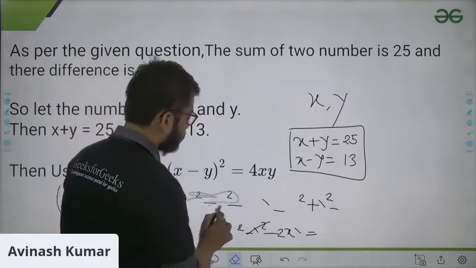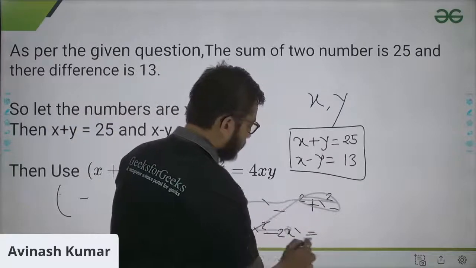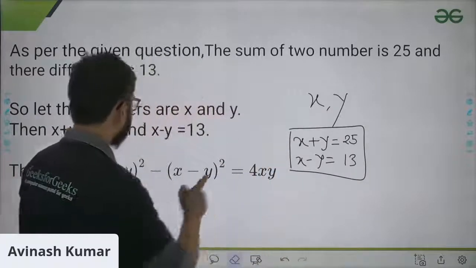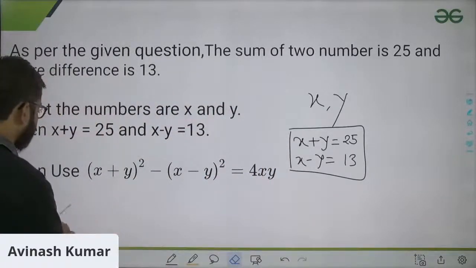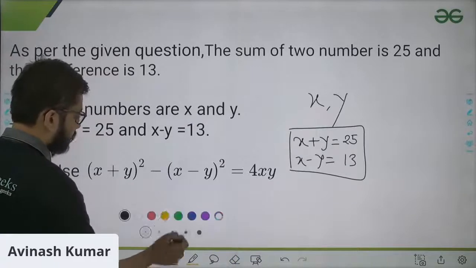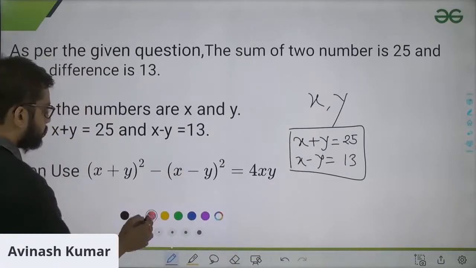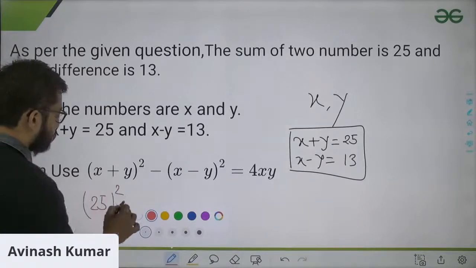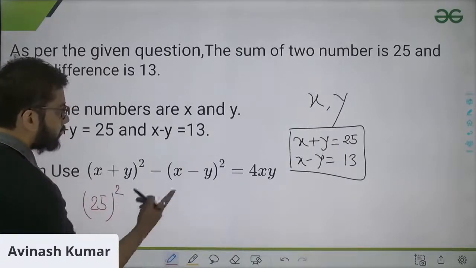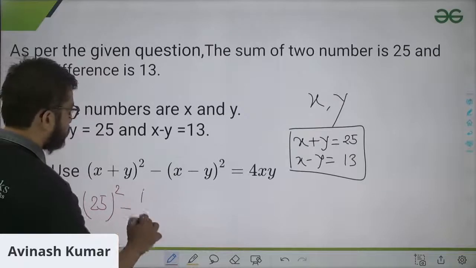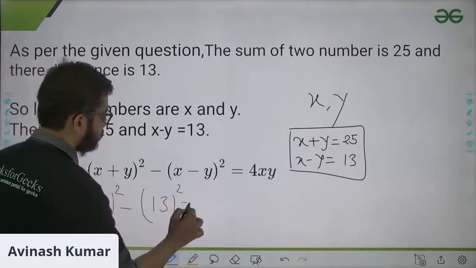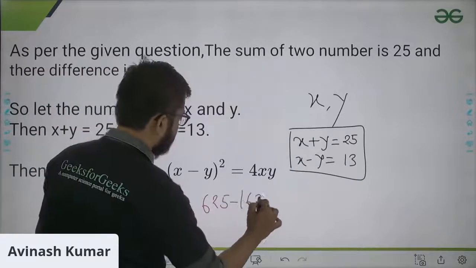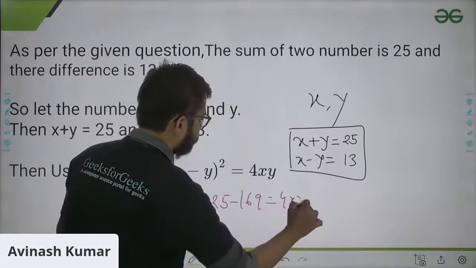Now I'm just going to place these values in our formula. As per this, x plus y whole square is basically 25 square, and the next one, minus x minus y whole square, is 13 square. This gives you 625 minus 169 is equal to 4xy.